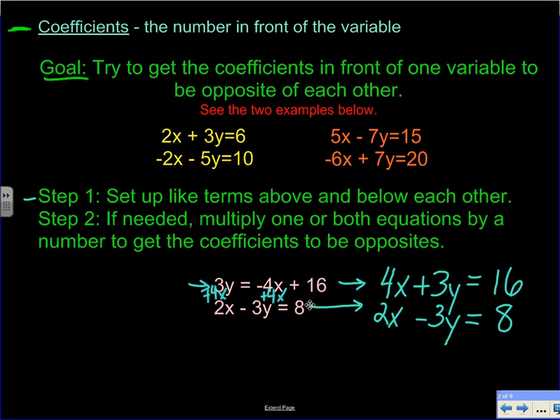Now let's look at step number 2. If needed, you may not need to, but if needed, you're going to multiply one or both of the equations by a number to get the coefficients to be opposites. Let's look here. We already have opposites already. We have a +3 in front of the y and a -3 in front of the y. Step number 2 in this case is not needed, but let's look here at the x's.